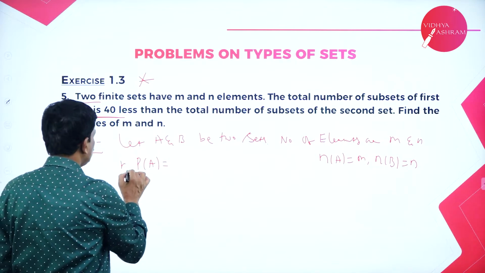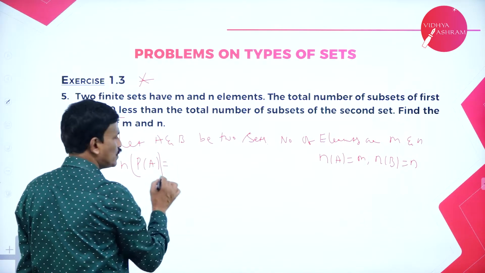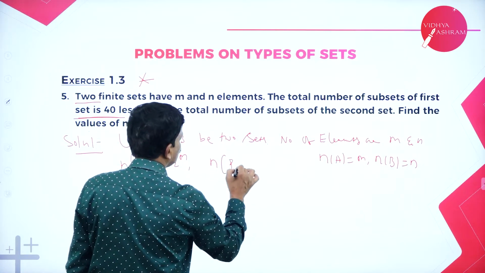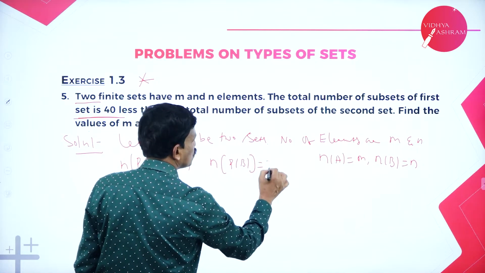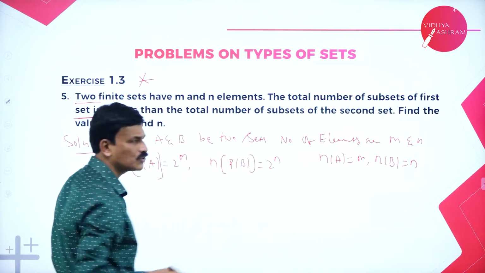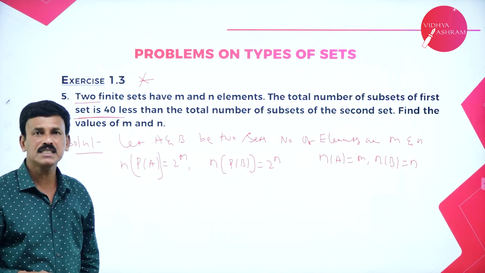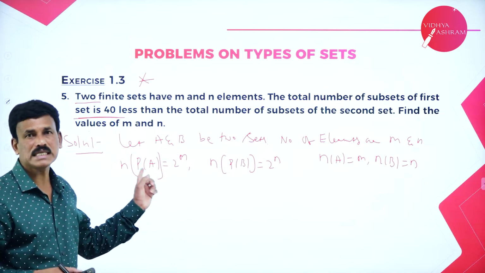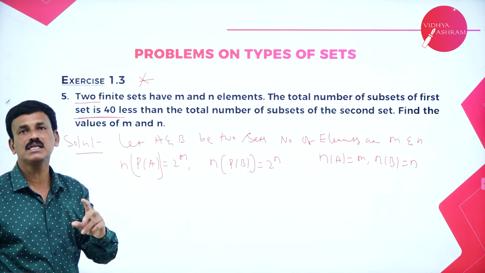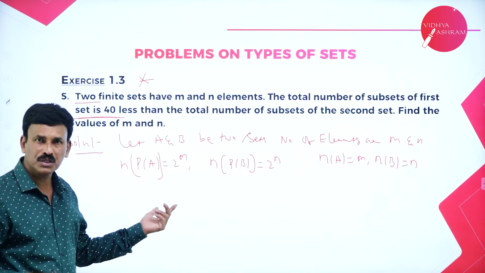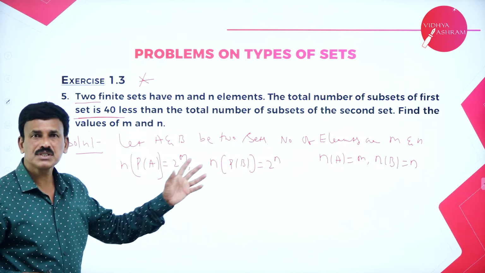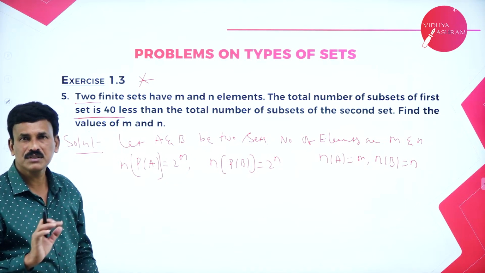So n of P of A, the power set of A, is equal to 2 to the power of m, and n of P of B, the power set of B, is equal to 2 to the power of n, right? Because if a set A contains n number of elements, then the power set is 2 to the power of n. Since set A contains m elements, its power set is 2 to the power of m, and B contains n elements, so its power set is 2 to the power of n.